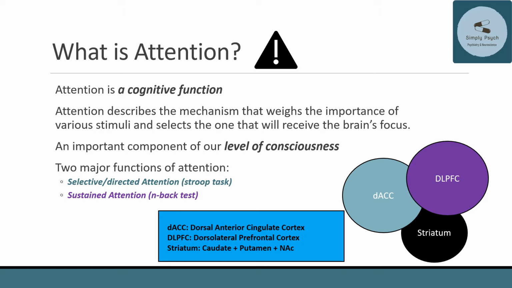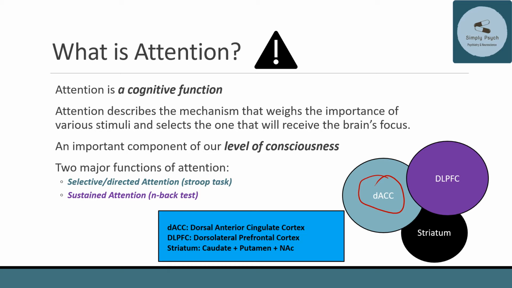There are many functions of attention, but the two major ones I'm talking about today are selective and directed attention, which involves focusing attention on a particular domain above others, and which can be demonstrated by the Stroop Task, which I'll show you in a second. Selective directed attention involves many regions of the brain, but primarily I wanted to point out that it involves the dorsal anterior cingulate cortex, and that's something I'll show you in a second.